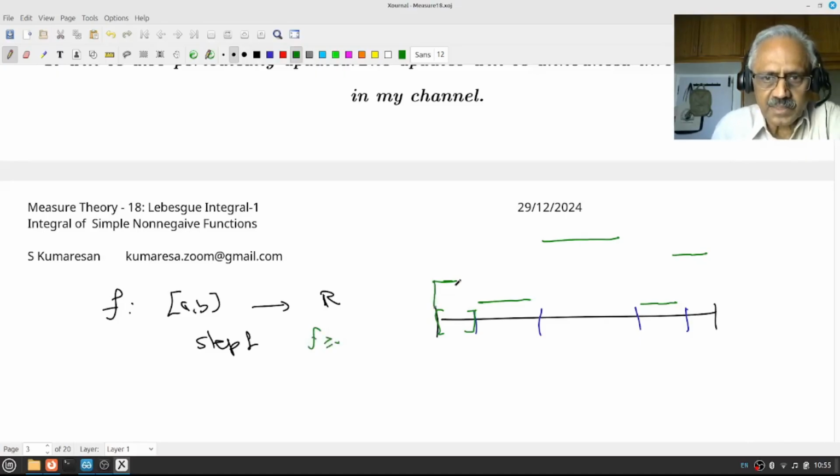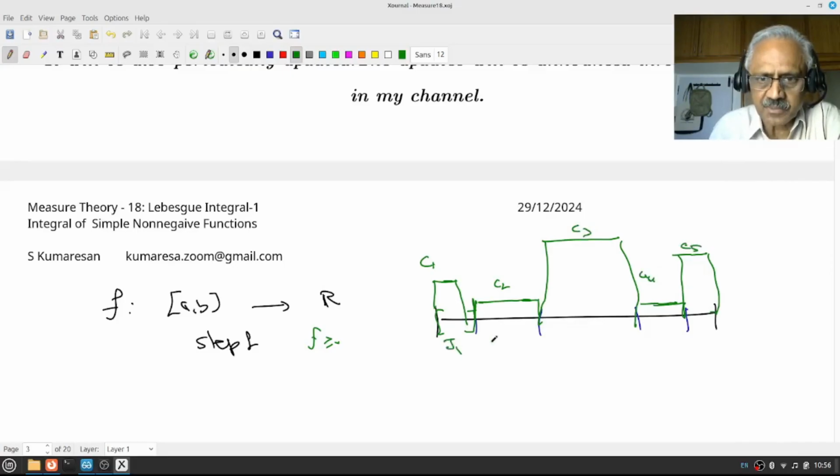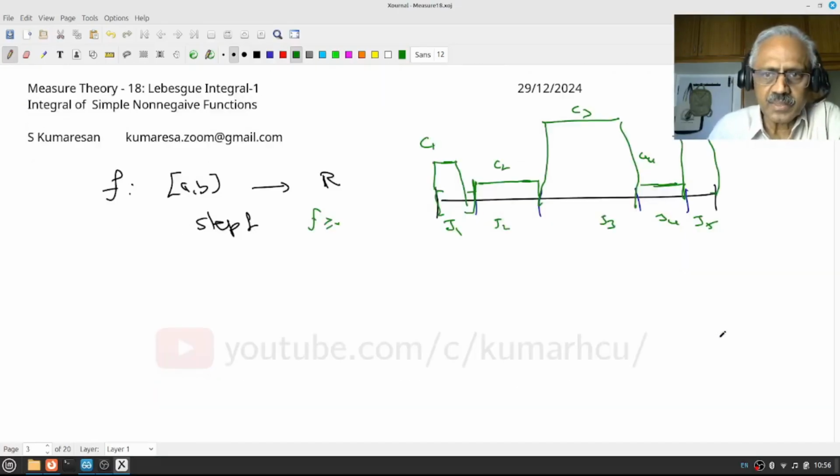Then the area under the graph, as I said, the picture is not good, but you understand what I mean. Suppose this is C1, C2, C3, C4, and C5. These are the partition intervals J1, J2, J3, J4, and J5. Then the area under the graph, this is what we usually mean.